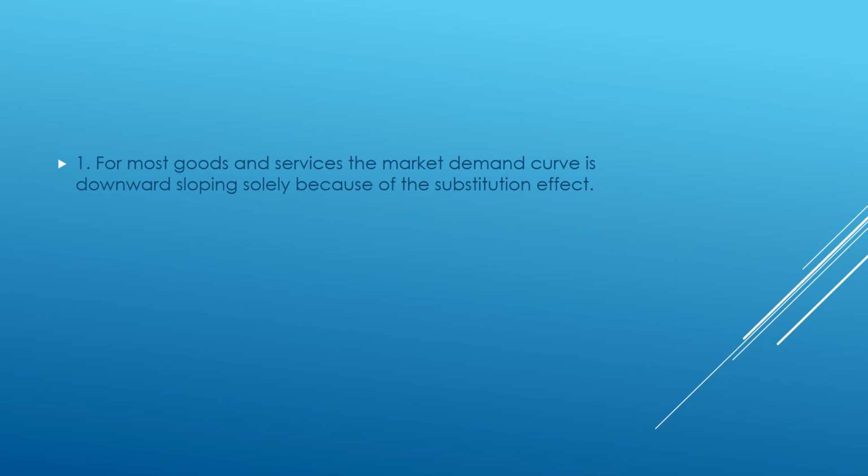Number one, we have three things we're going to talk about here comparing these two effects. One is that for most goods and services, the market demand curve is downward sloping solely because of the substitution effect. Because we are able to substitute for the relatively cheaper good and away from the relatively more expensive good, that is what causes our demand curve to be downward sloping the vast majority of the time.